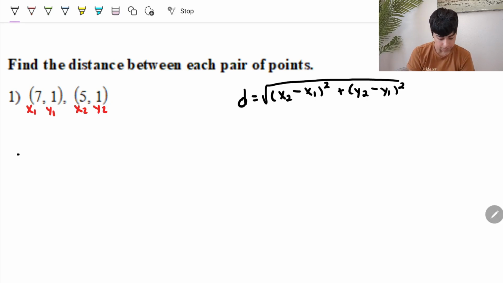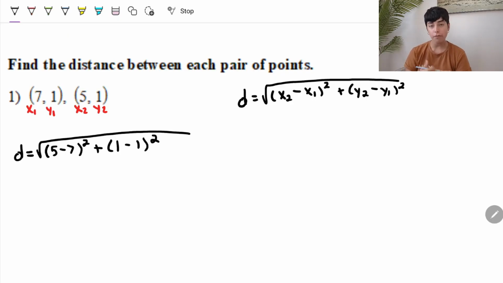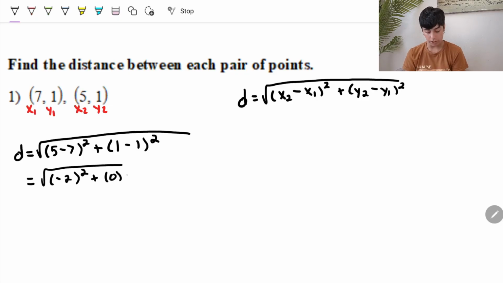So here we go. So distance is equal to, get our big square root. We have x2, which is 5, minus x1, which was 7, squared, plus y2, which was 1, minus y1, which was also 1. Now from here, we're just going to follow PEMDAS. So step 1 is whatever's inside my parentheses. So we are looking at 5 minus 7, which is negative 2. And 1 minus 1, which is 0.